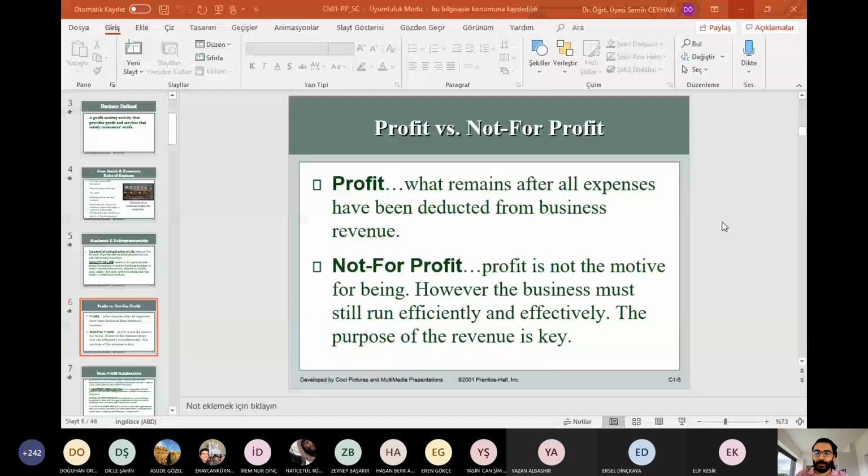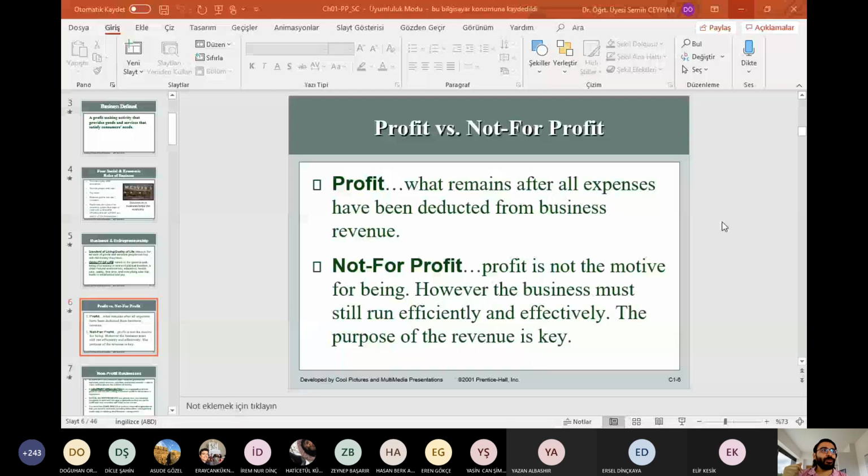So this is with the help of the businesses, with the help of the industry, with the help of capitalization and everything. Now we have a high quality of life when we compare to older parts of history, right?